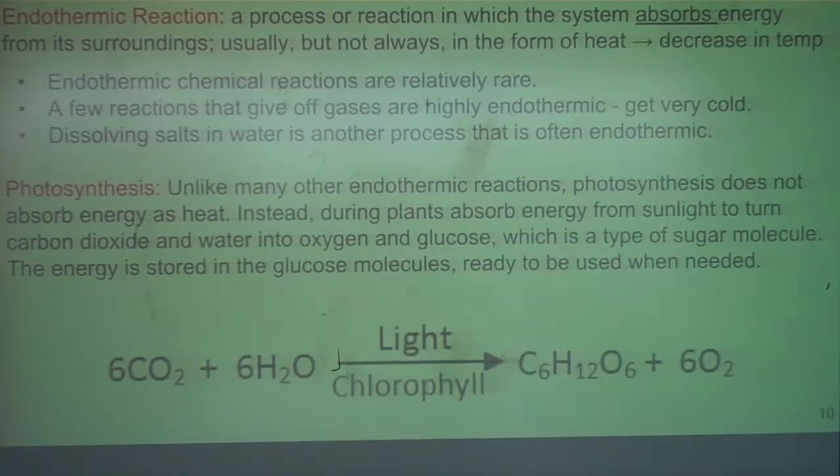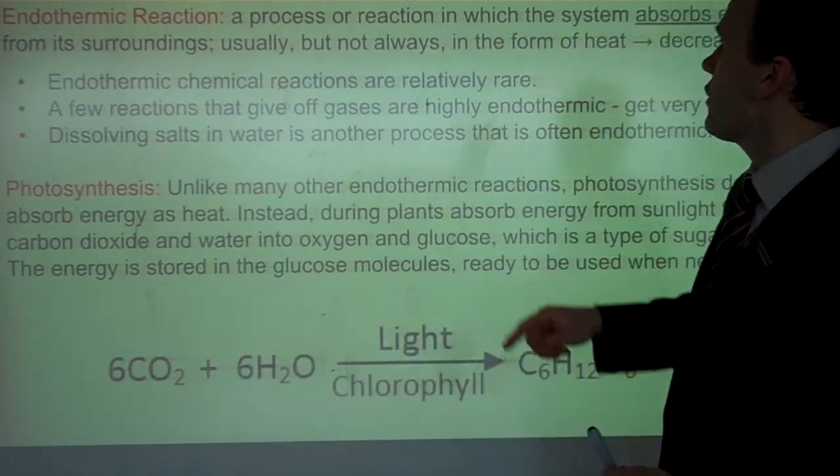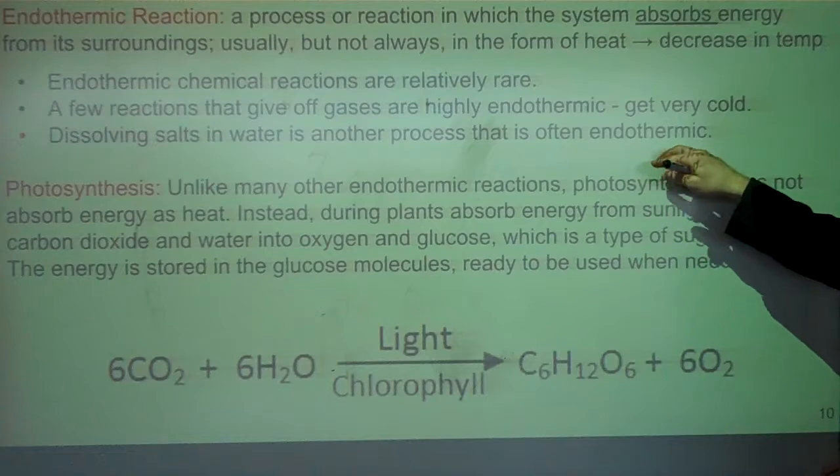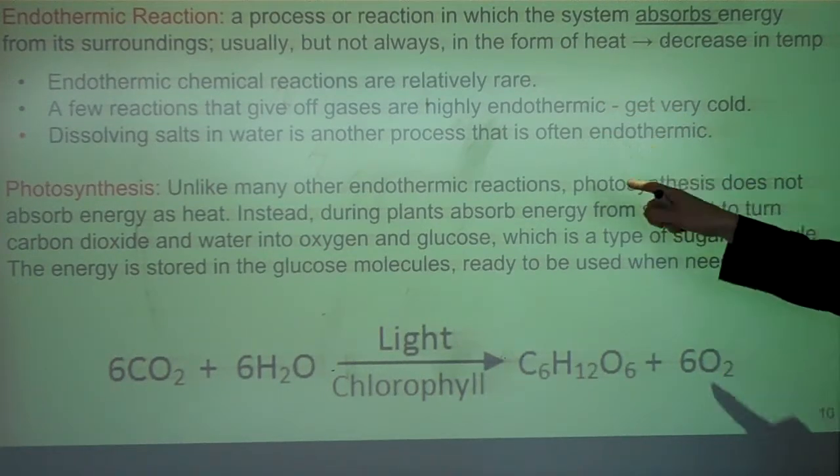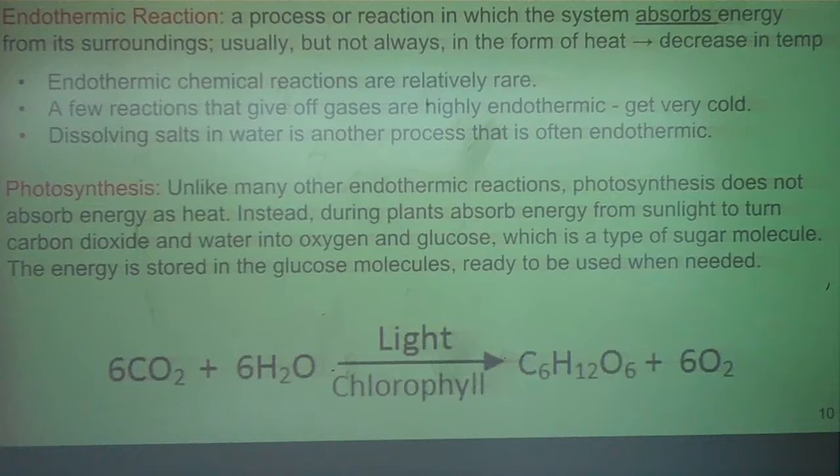Now, let's have a look at that. I've already mentioned this before. Photosynthesis is the best example of this. That's the equation there. That's the proper equation for Year 11 biology, and I suppose Year 10 biology as well. So if the equation that you wrote down before doesn't quite match that, then you should make that change. A few endothermic chemical reactions are pretty rare. You can get a few reactions that give off gases that are endothermic, and they get very cold. Dissolving salts in water is another process that is often endothermic.